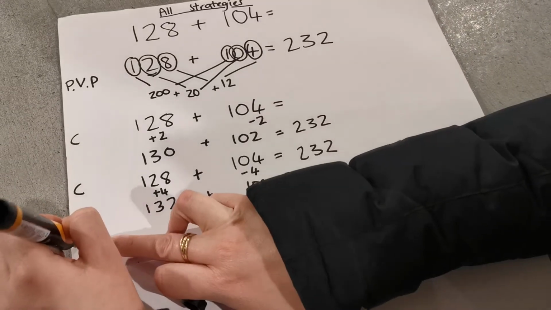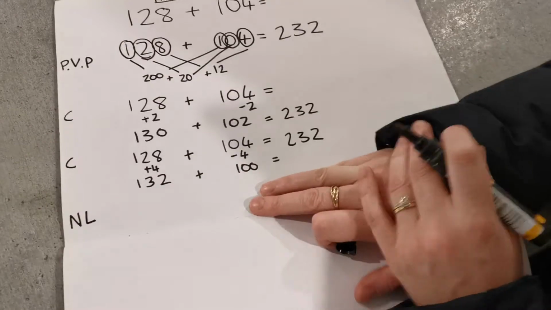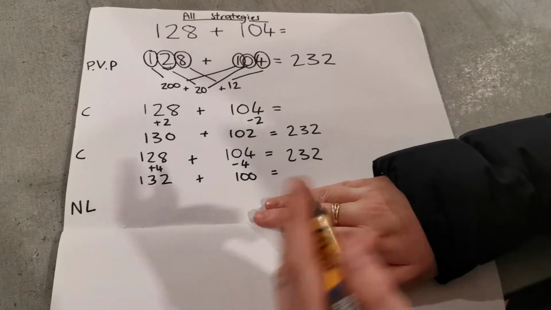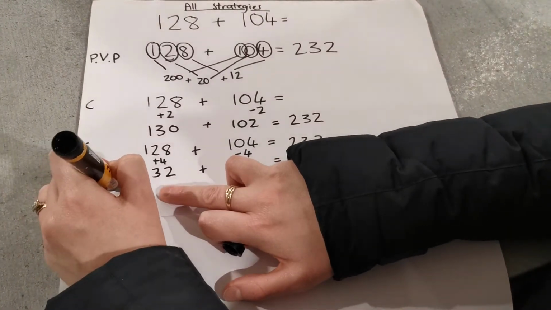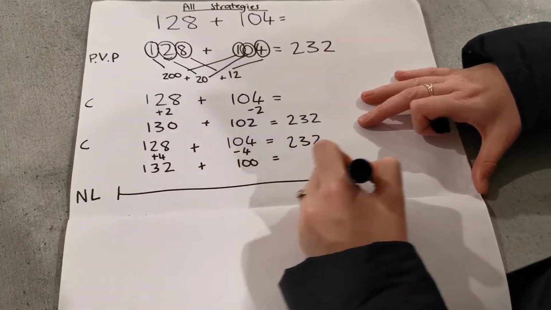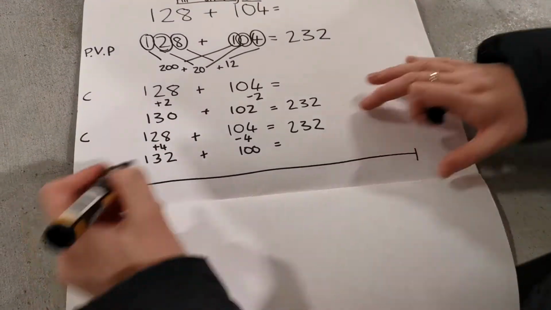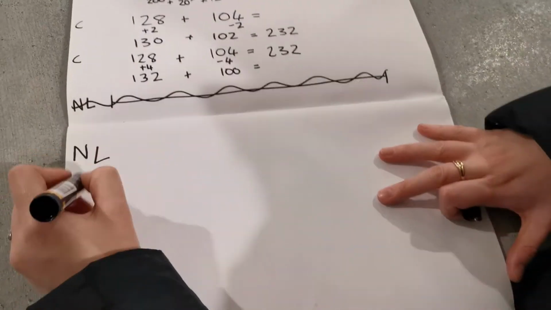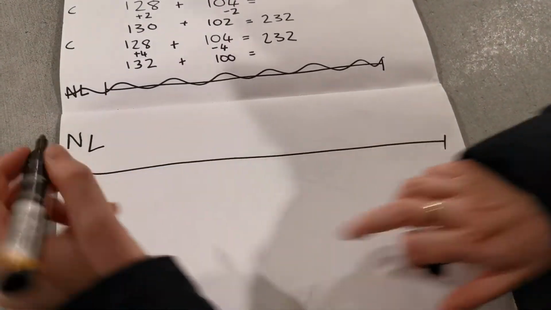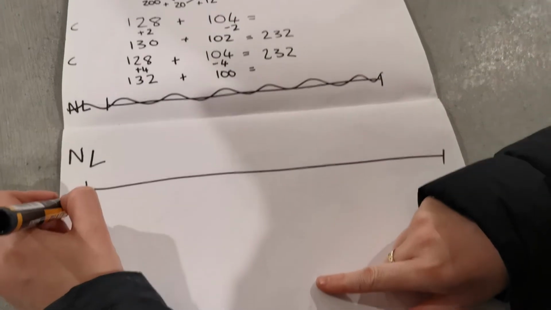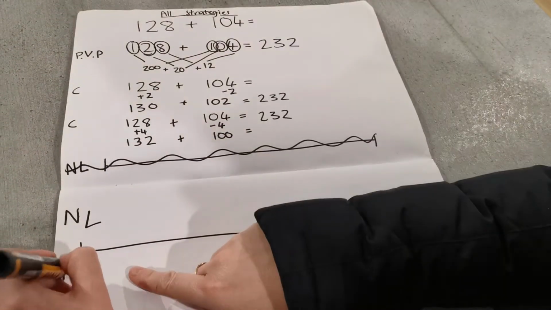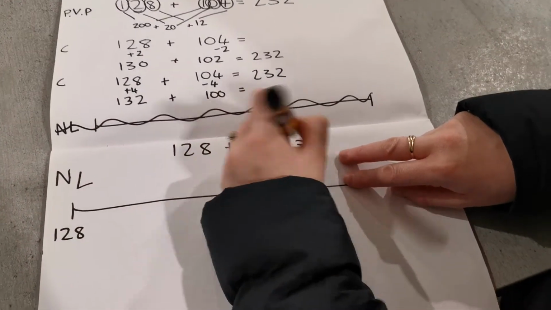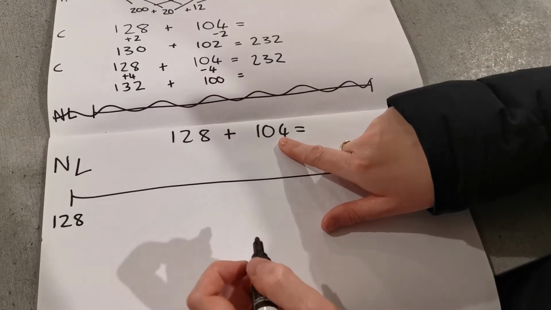Let's see how we go with the number line strategy. Sometimes when we're using our big numbers, our number line is a little bit harder to use, but let's see how we go. I'm running out of space, Sophia. Actually, because we did that extra compensation, we'll do it on the next page. So we've got the number line there. And remember, we have to put our biggest number at the start of the number line. So it's going to be 128. Rewrite out our equation, plus 104. And we need to jump 104.